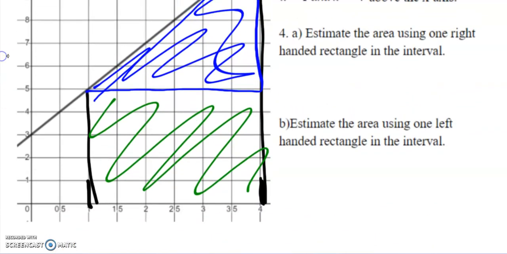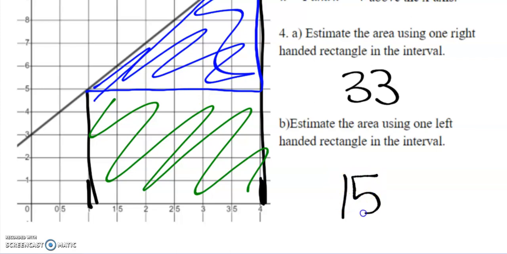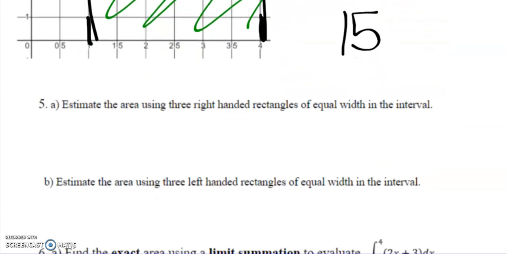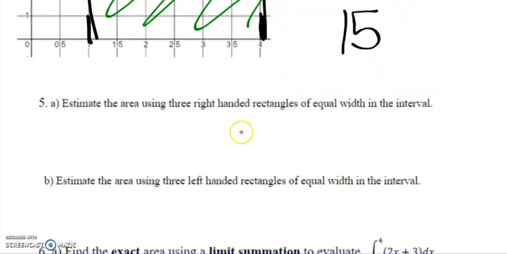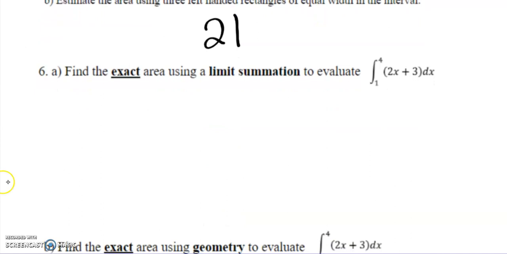All right, so building that concept, estimating with one right-hand rectangle, we should get 33. One left-handed rectangle, we should get 15. Three right-handed rectangles, we get 27. 3 left-handed, we get 21. Exact area using a limit summation.